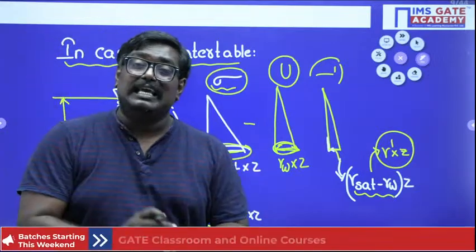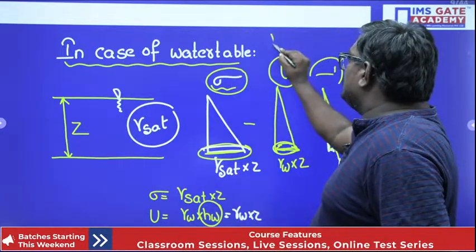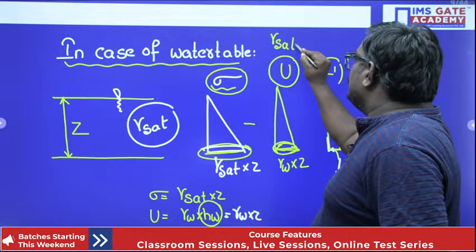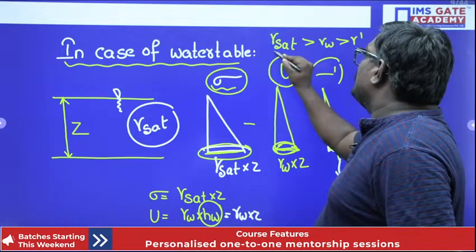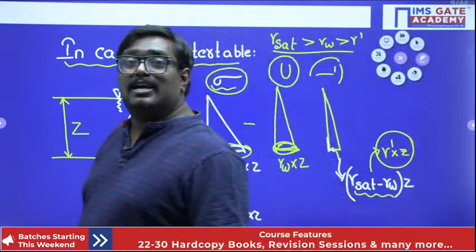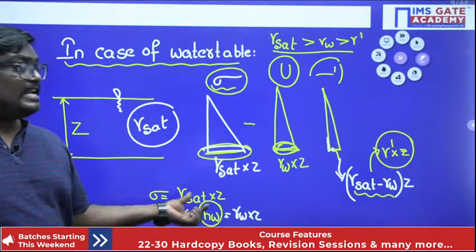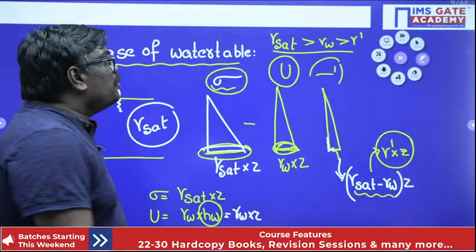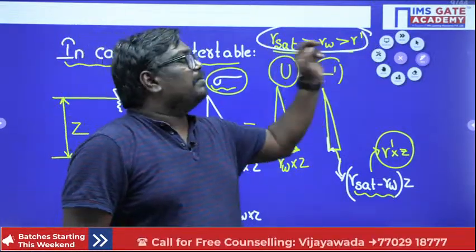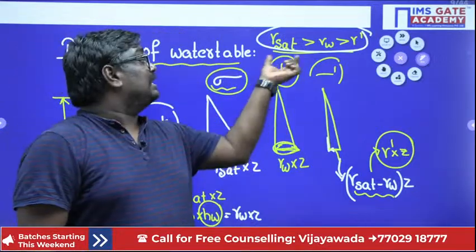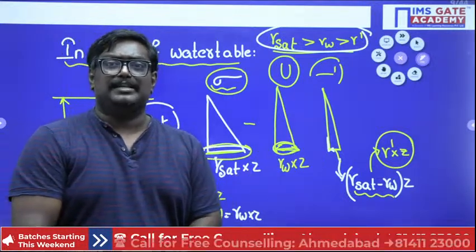Because if you understand the properties of soil topic, my dear students, I told you clearly that gamma sat is far greater than gamma W, and gamma W is greater than gamma dash. In all three cases Z is common, but what is varying? The unit weights are varying. And you are pretty sure that gamma sat is greater than gamma W and gamma W is greater than gamma dash. So that is the reason these variations have been shown. Is it clear, my dear students?